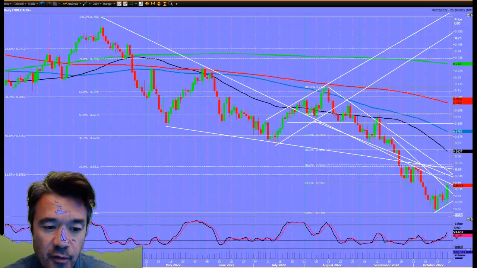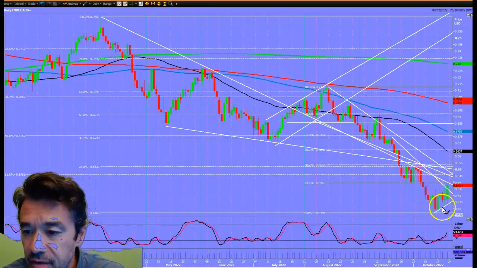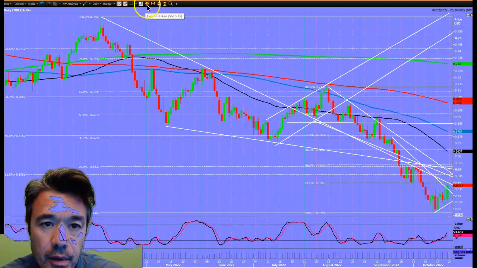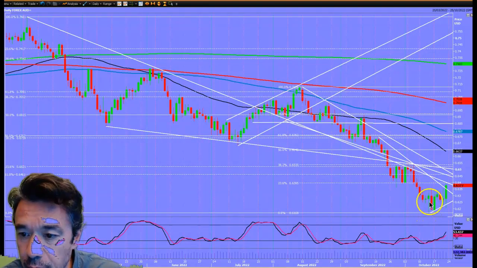Let's look at some Forex pairs and see if we can make any sense of these. Aussie dollar, again, sideways action here. Look, what can you do? We start to move down. We get this very bullish candle here.